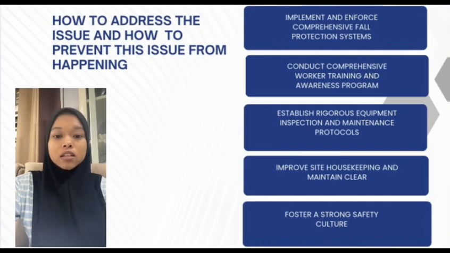Scaffoldings, ladders, and fall protection equipment also must be regularly inspected to ensure they are in good working condition. Damaged or faulty equipment increases the risk of falls. Daily checks and maintenance of equipment can prevent accidents. For example, if scaffolding has loose components or is poorly anchored, it should be immediately repaired.